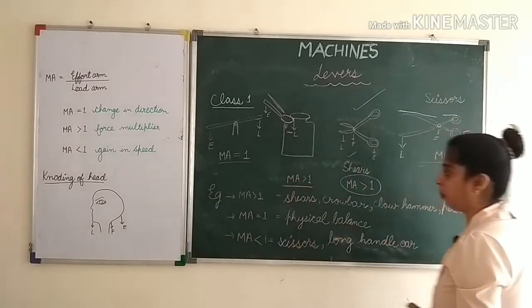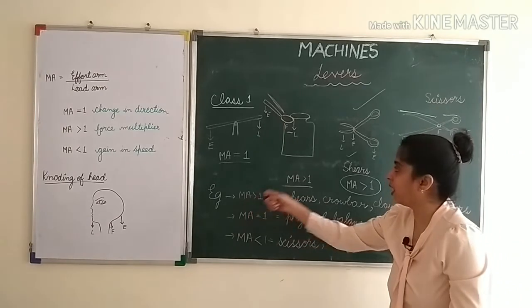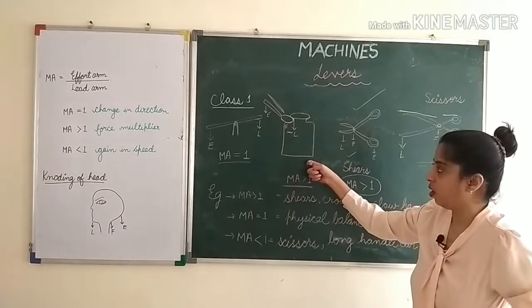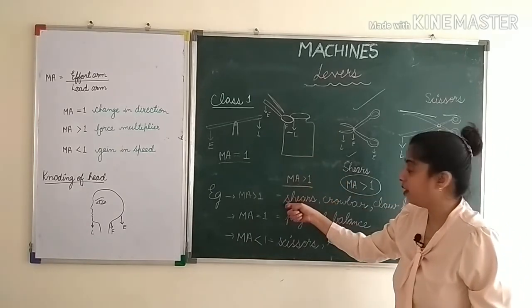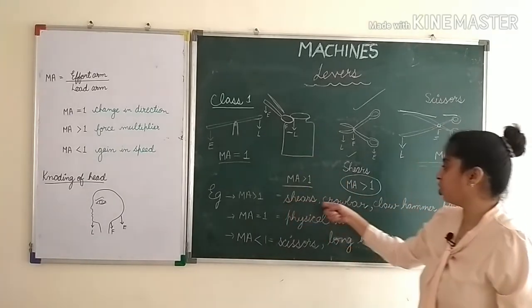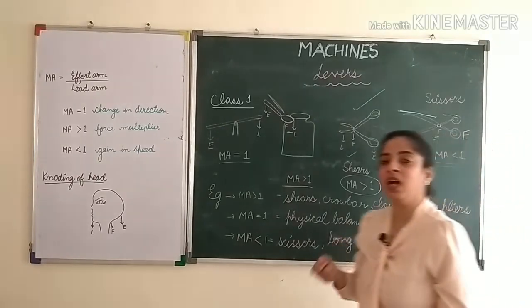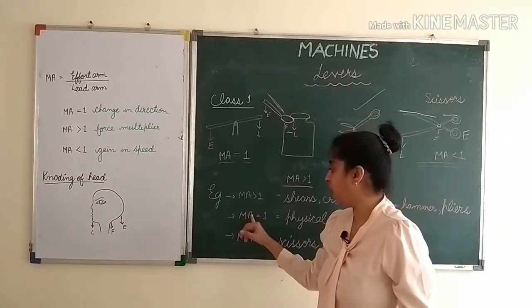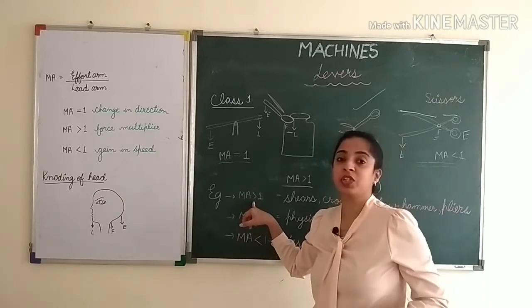gain in speed. Now we'll look at other examples wherever mechanical advantage is more than 1. Okay, that is we want it to act as a force multiplier. At that time the examples are shears, crowbar, claw hammer and pliers. Just remember कि कहाँ हमें ज़्यादा force लगाना पड़ रहा है, वहाँ mechanical advantage is more than 1 होगा. तो which type of questions will be asked?